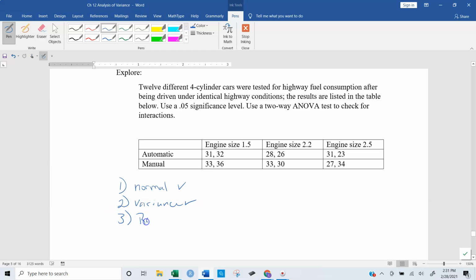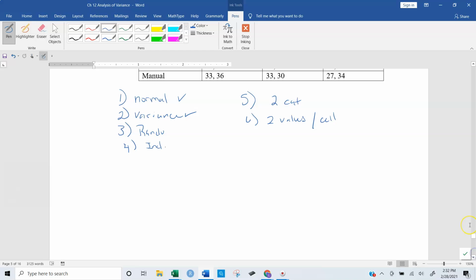3, they were random, which was good. 4, they were independent. One card does not depend on the other. 5, we have 2 categories, which is true. And 6, everybody had 2 values per cell. So it was distributed well. So our requirements were met. Now, once you looked at your sources, we found that all 3 p-values were greater than 0.05. So that meant that all 3 failed to reject the null.